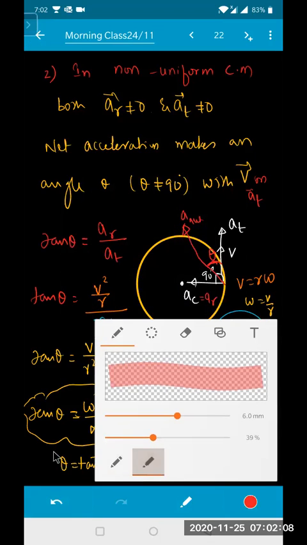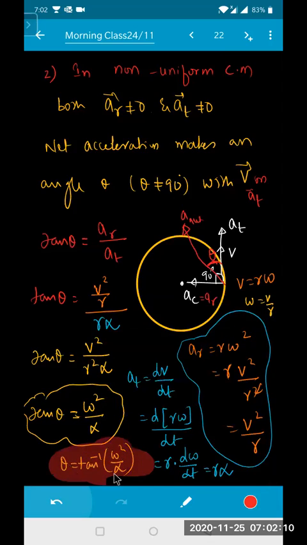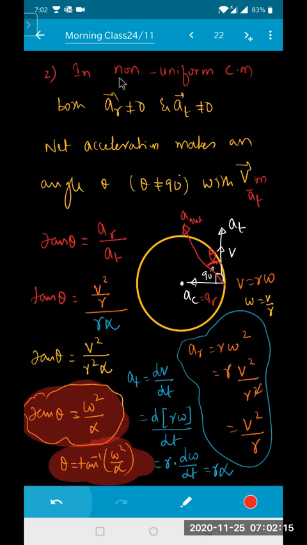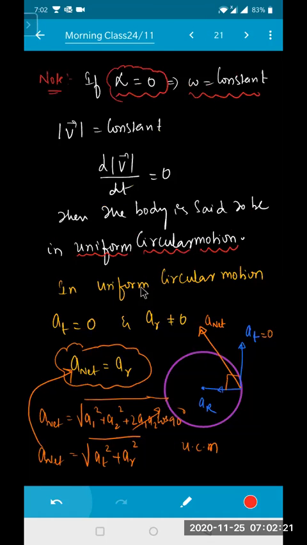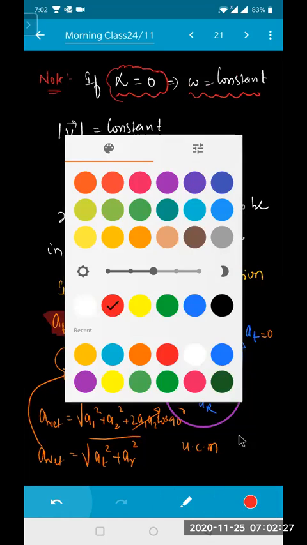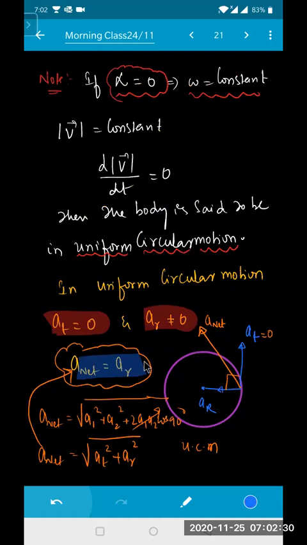So these are some of the formulas which you need to remember in the uniform circular motion. In the uniform circular motion, the tangential acceleration will be zero and the radial acceleration is not equal to zero. So that is the reason we are getting A net equal to the radial acceleration AR.